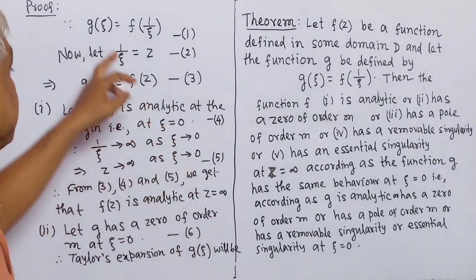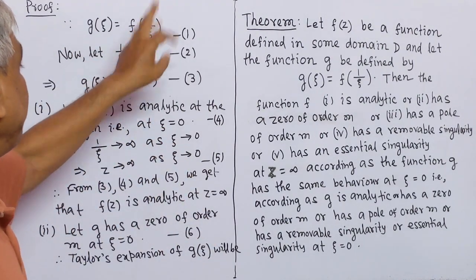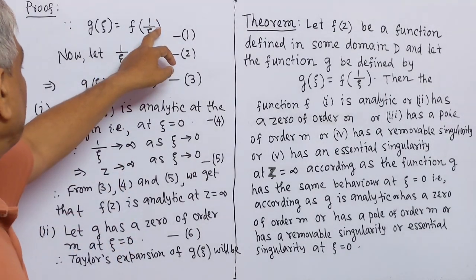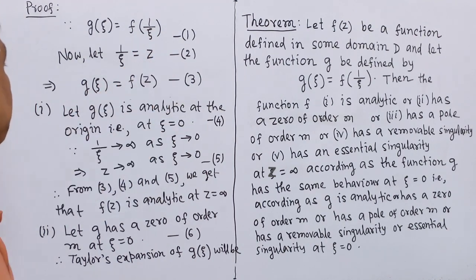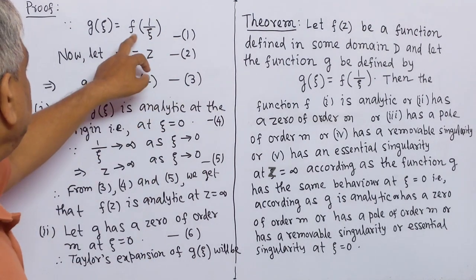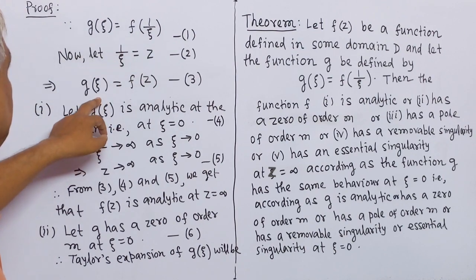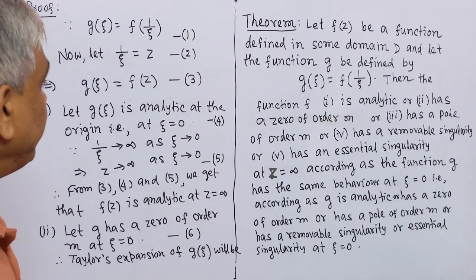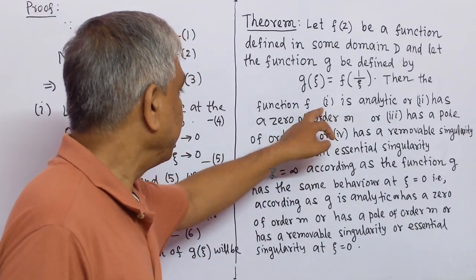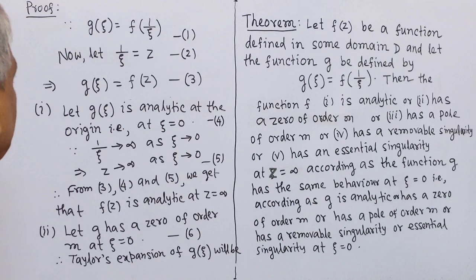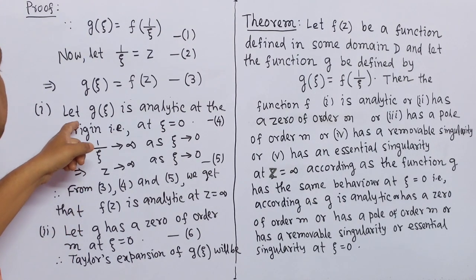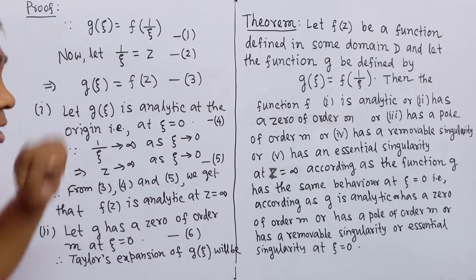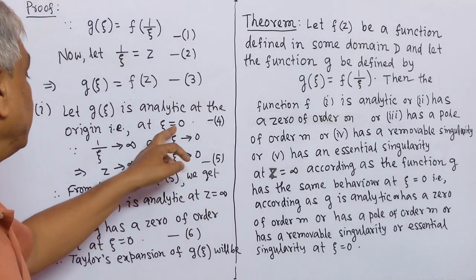Let g(ξ) = f(1/ξ). This is number 1. Let 1/ξ = z. Therefore, f(z) = g(ξ). This is number 3. Now we prove one by one. Number 1, f is analytic. Here let g(ξ) be analytic at the origin, that is at ξ equal to 0.